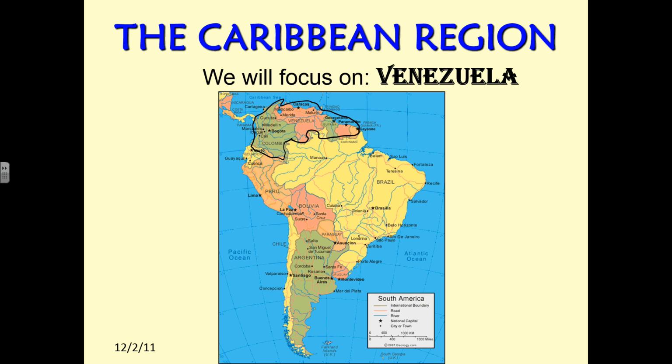So let's talk about the history of the Caribbean region, and the way we're going to do that is by focusing specifically on Venezuela. Colombia will come up a little bit, but we're going to focus on Venezuela. And the reason we're going to focus on that country is because the histories of the other countries in that region relate specifically to what's going on in Venezuela. So we're going to begin right after independence.